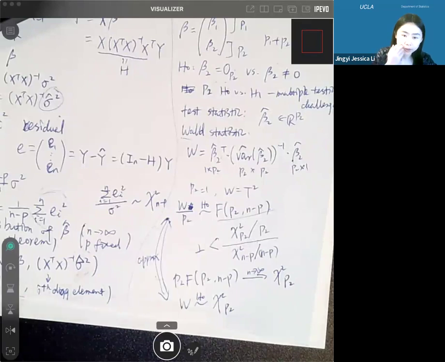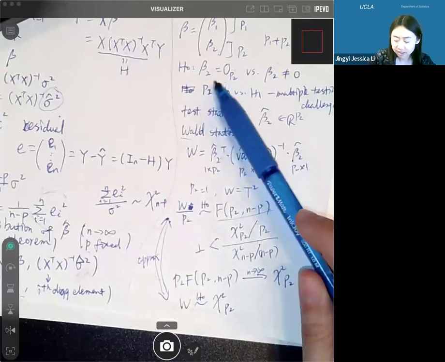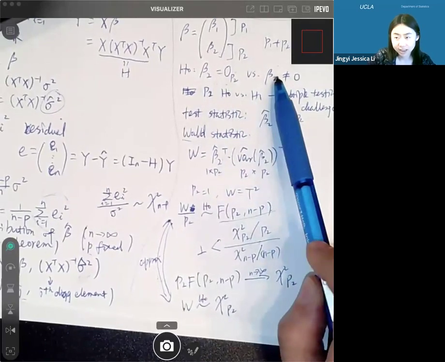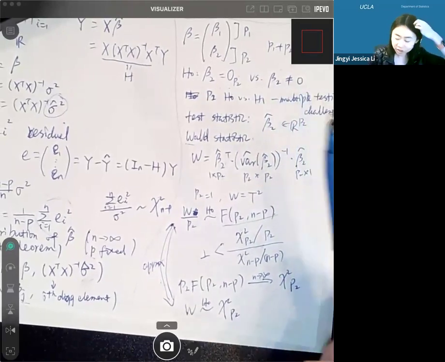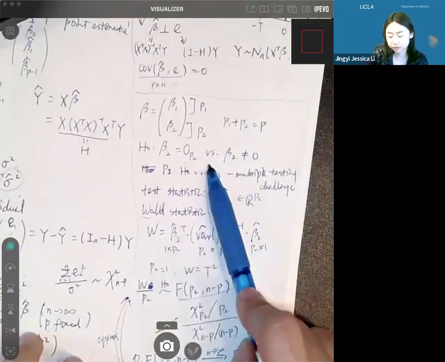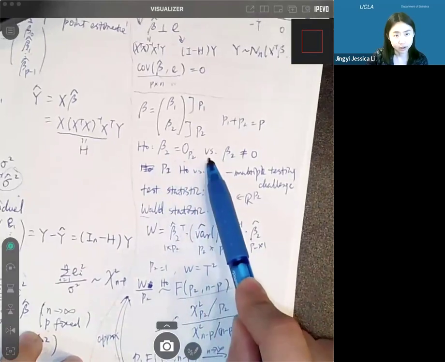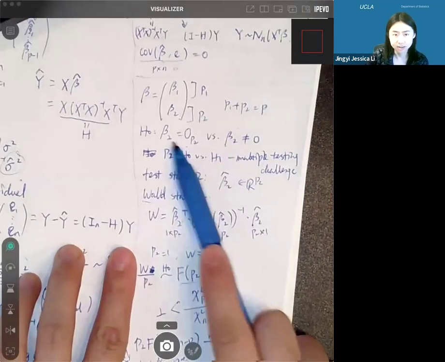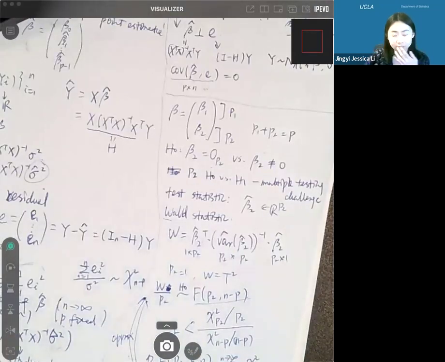Okay, so then let's continue. So an alternative for doing the same test for beta 2 being 0 versus beta 2 not being 0. And this is the general version of the one element test, right? But for both the more specific one element test or this more general vector test, we can do it in another way by likelihood ratio test.